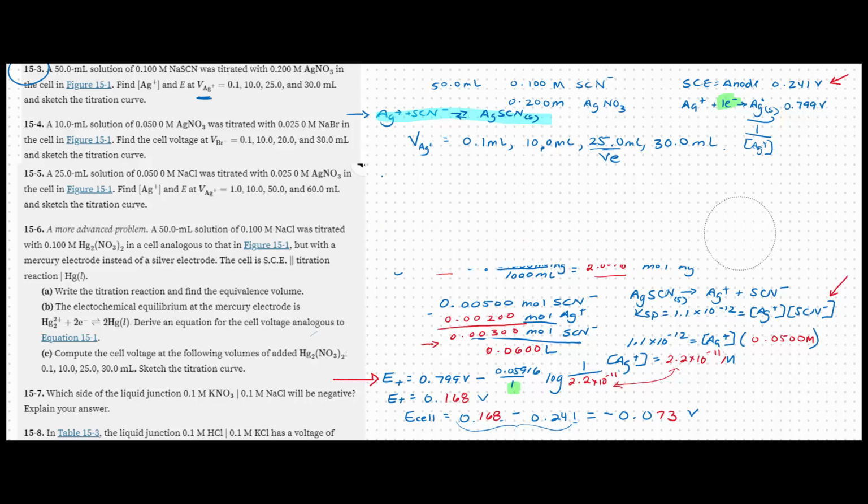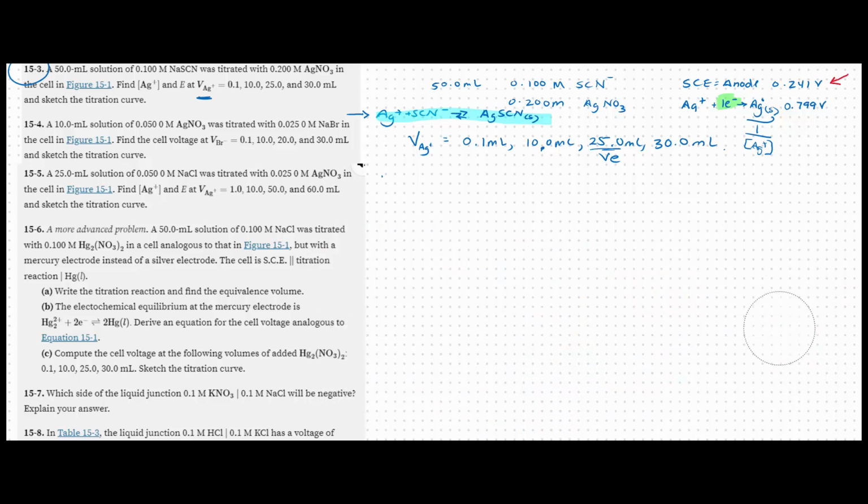Now the process changes a little bit once we get to the equivalence volume, and that's our next setup, to work this at the equivalence volume. So we start with our 0.005 moles of thiocyanate, and we're adding 0.005 moles of silver. So the concentration of the silver is going to be purely dependent on how much of the solid ends up in solution. So these concentrations are purely dependent on the KSP, and we don't know what these concentrations are until we run the KSP equation.